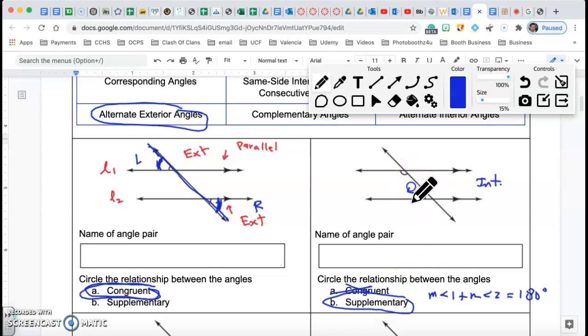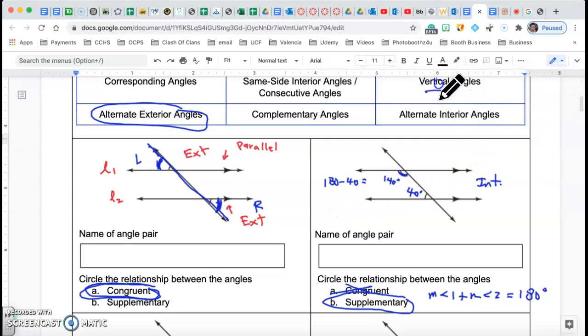Let's pretend that this is a 40-degree angle. Then the top has to be equal to 180 minus 40, whatever is missing. In this case, it's 140. Whatever is missing. Okay?